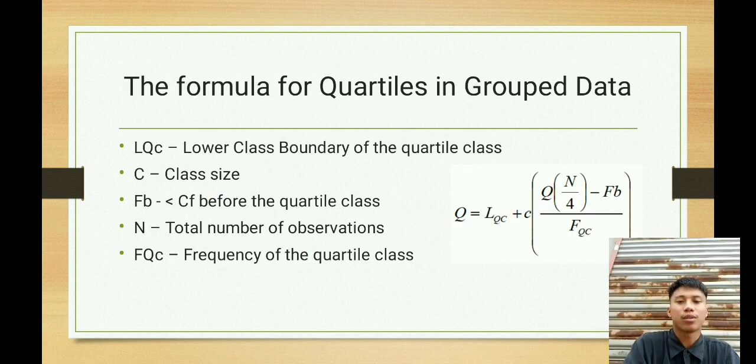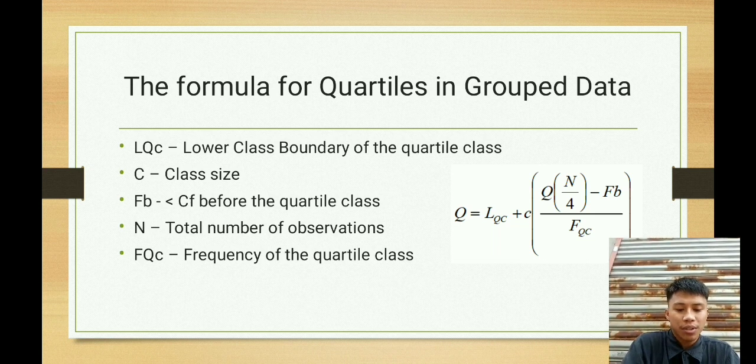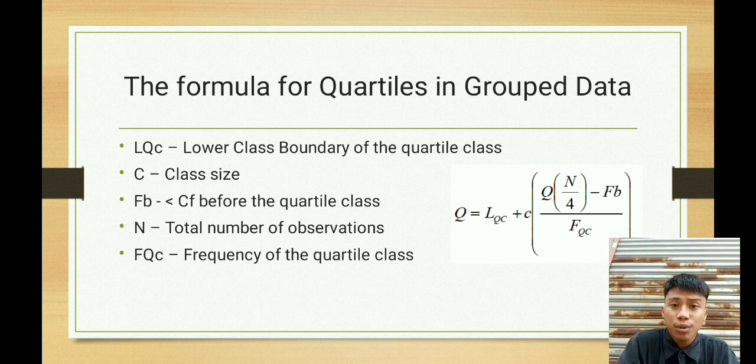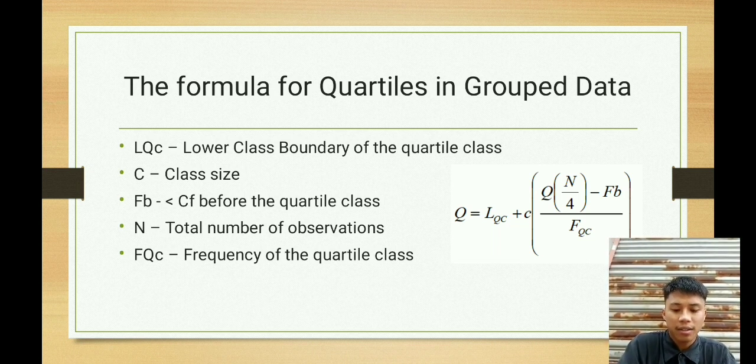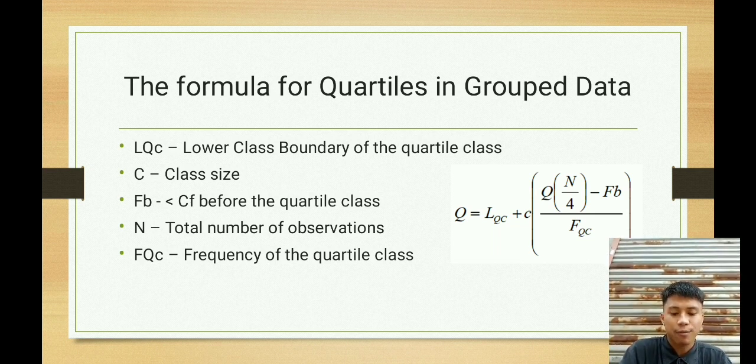For quartiles in grouped data, this is the formula: Q equals L sub QC plus C, in parentheses, the quantity N over 4 minus FB, or cumulative frequency, all over F sub QC.